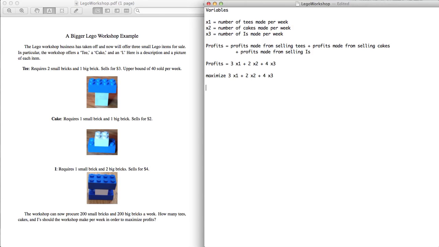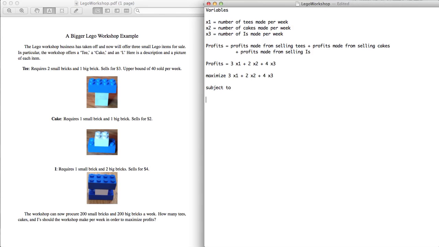We have our objective, we have our decision variables. The next step is to start writing down the restrictions placed on our decision variables. What are some of the things that our decisions need to satisfy? So we're going to write down "subject to" a set of constraints. In terms of identifying the constraints, especially when you're talking about maximizing profits, we can think of constraints as anything that would not let us make an unlimited number of T's, cakes, and I's, or equivalently an unlimited amount of profits.